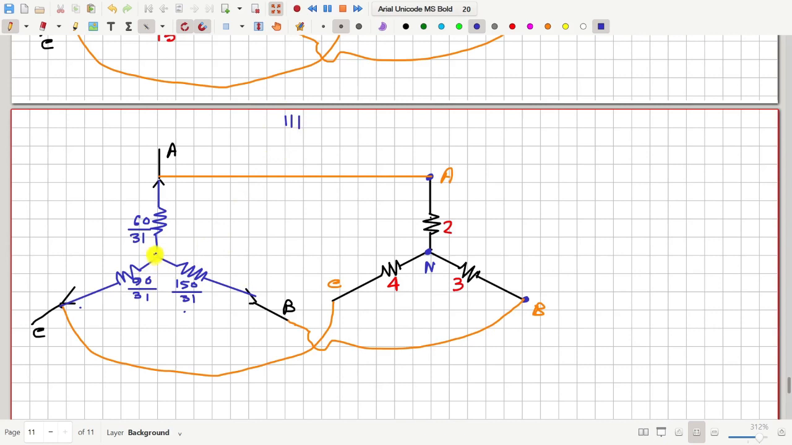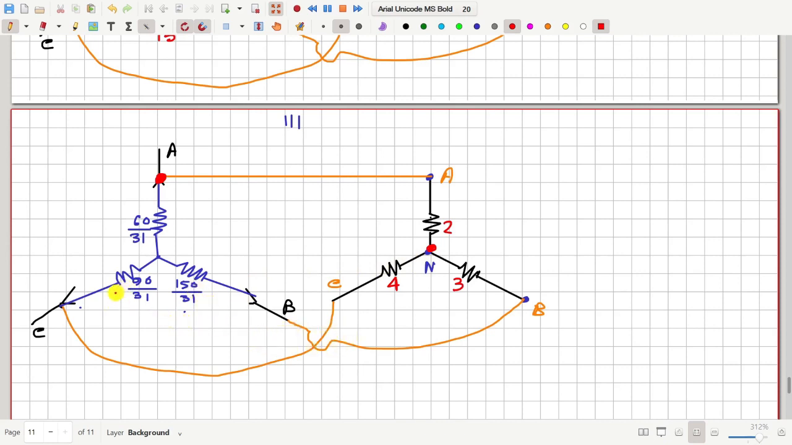Now notice that this star point is not connected to this star point. This may be a common mistake. We may often do this. So this star point is not connected to this star point. Next we have to find the resistance between A and N. So from here to here, how much is the resistance? Now we will further simplify this.